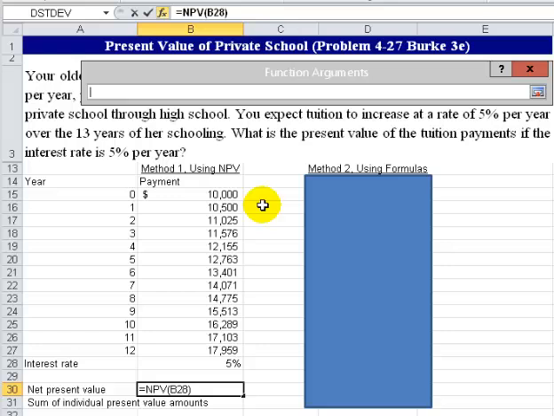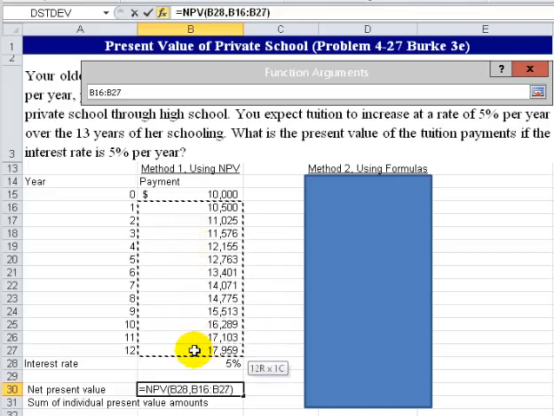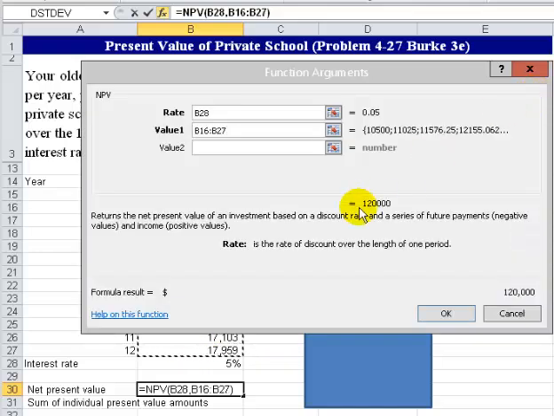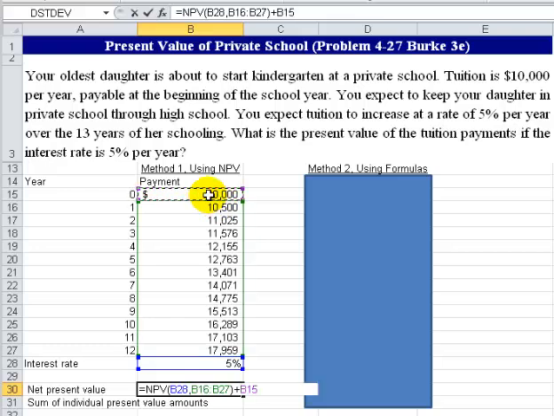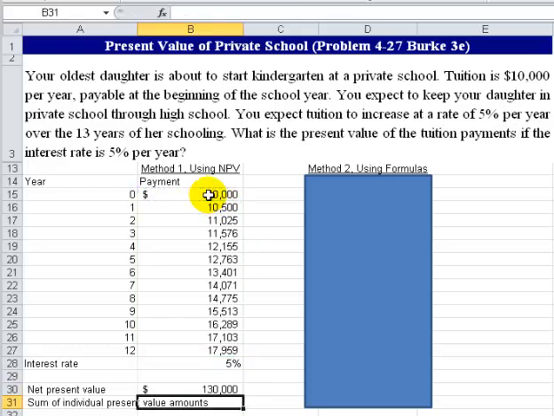But remember, NPV assumes the first value occurs at the end of the first year. So we have to skip the first one. And then we've got to add in to the formula the fact that there's an initial 10,000 payment. So I'm going to then add in the initial outflow. And when I do that, I get 130,000, which is what I expected. Now, that's the easiest way I know how to solve it, or that's the way I would solve it.